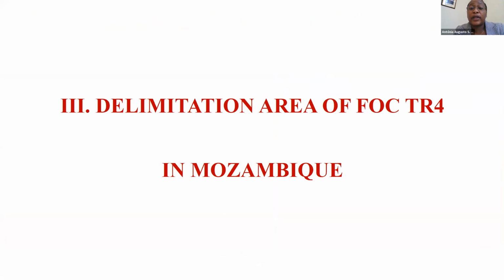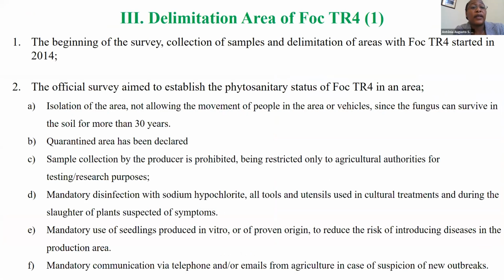In terms of the delimitation of the area of Panama disease, the survey, collection of samples and delimitation of areas started in 2014. The official survey aimed to establish the phytosanitary status of Foc R4T in an area. Isolation of the area, not allowing the movement of people or vehicles, since the fungus stays in the soil for more than 30 years. A quarantine area has been declared.